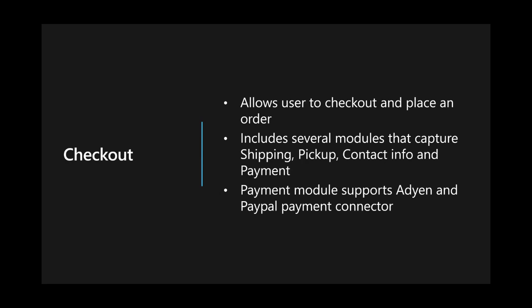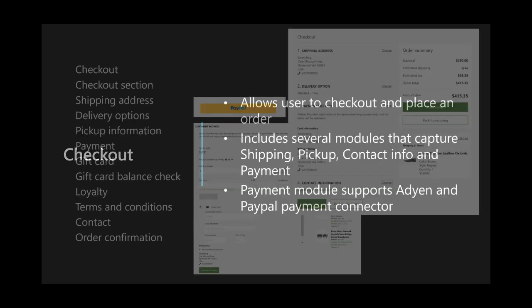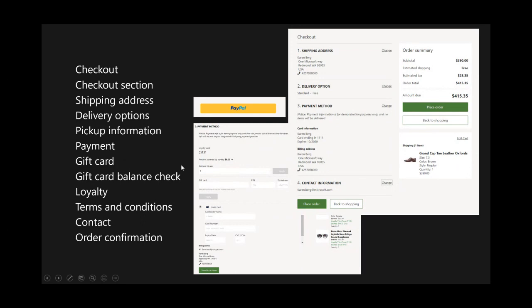Now, payment module, let me show you some screenshots first. So here are all the different checkout modules that are available. So you can see shipping address, delivery options, pickup information, payment, gift card balance check, loyalty, terms and conditions, contact, order confirmation. All these modules are available as part of checkout.